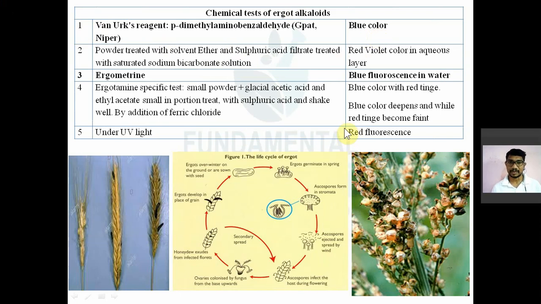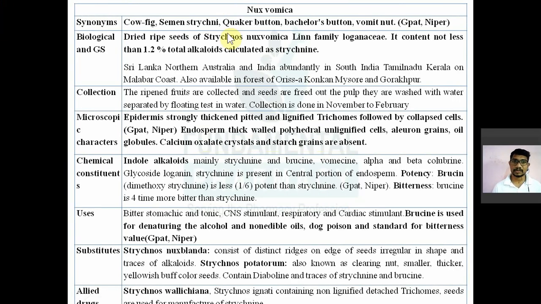I am repeating again. Our next drug is known as Nux-Vomica. So what are the synonyms for this drug? Nux-Vomica is also known as Kuchla, Poison nut, Quaker's button, Bachelor's button and Semen strychnos. Remember the synonyms. A question has already come on this. Kuchla is a synonym for Nux-Vomica. Okay, Quaker's button, Bachelor's button.